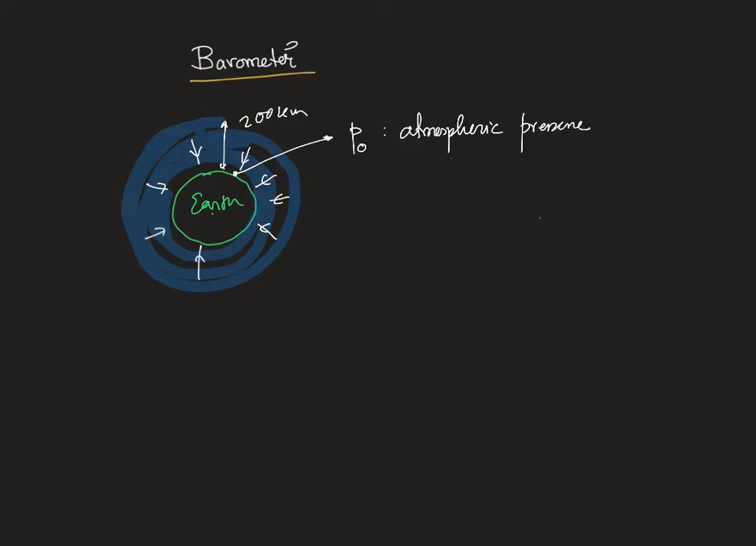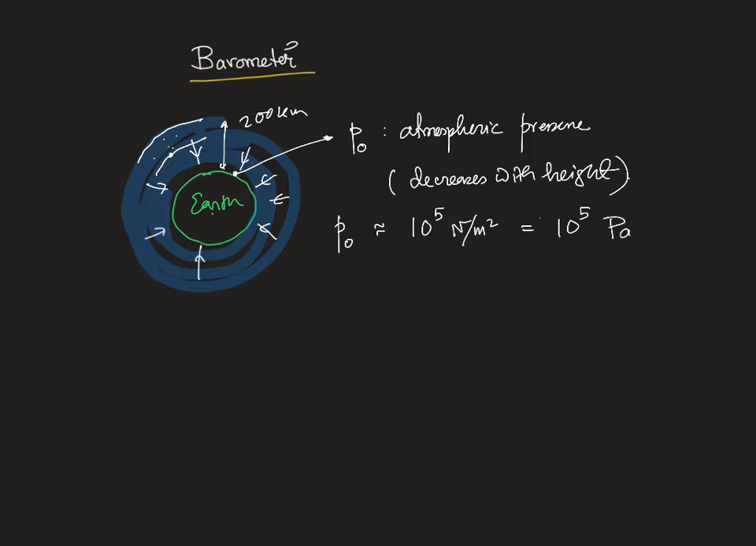And as you go above the Earth's surface, obviously the atmospheric pressure will decrease, because then you have lesser weight of the atmosphere on top of you. So atmospheric pressure decreases with height. By the way, P naught is the atmospheric pressure at the surface of the Earth, and its value is approximately 10 to the power 5 Newton per meter square, or 10 to the power 5 Pascal. So that's a huge pressure. Now, barometer is the device to measure the atmospheric pressure.